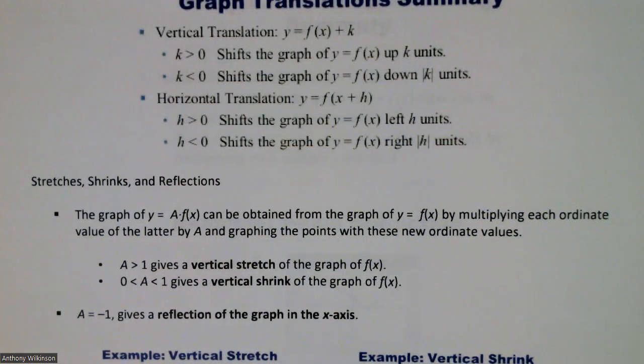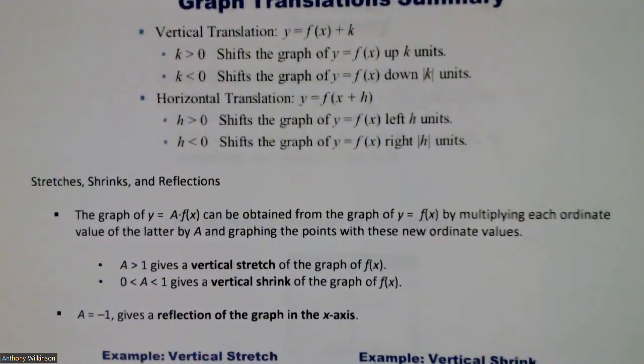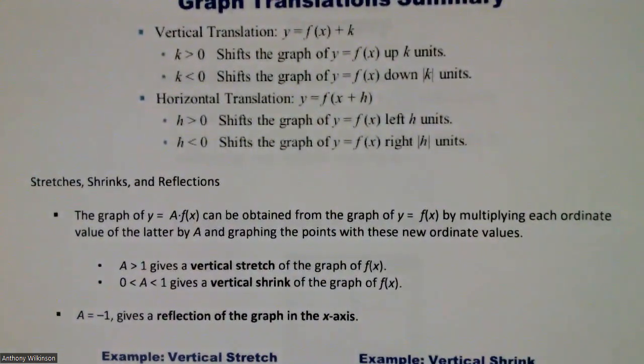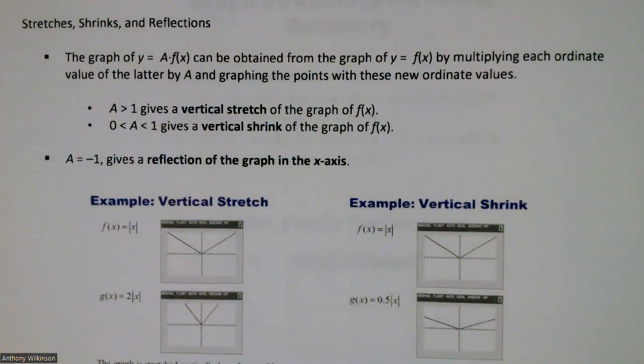Right. Now, next we're going to look at stretches, shrinks, and reflections. The graph of y equals a times f of x, where a is a constant, can be obtained from the graph of y equals f of x by multiplying each ordinate value of the latter by a and graphing the points with these new ordinate values.